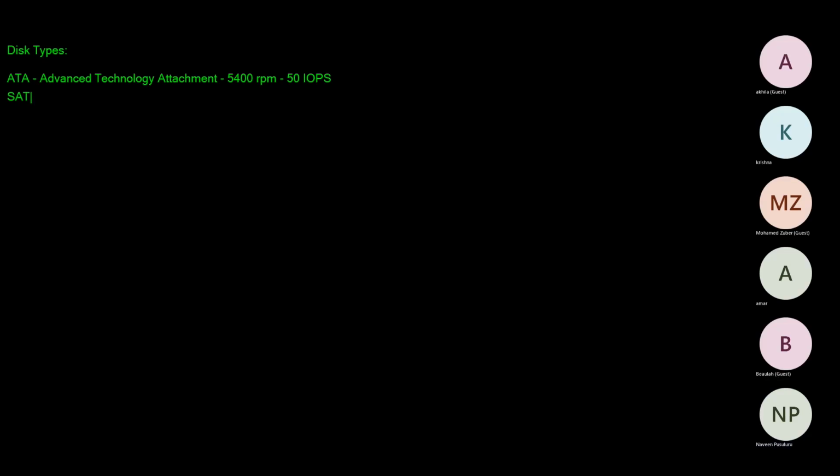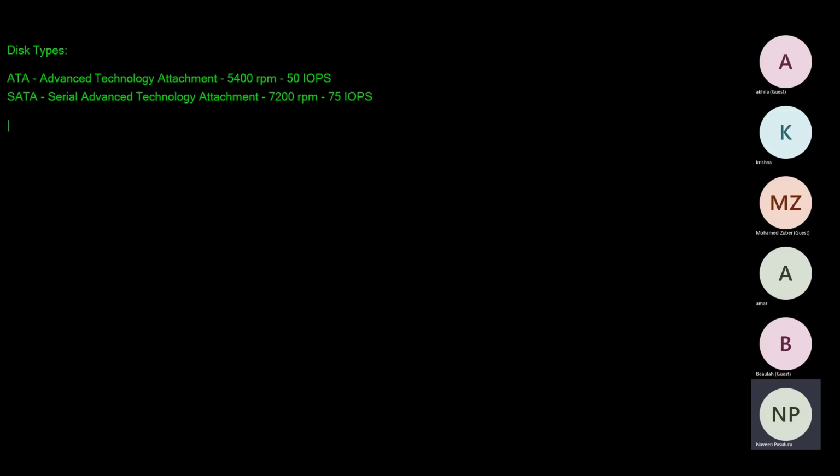Data, serial, advanced technology attachment. That is the full form of SATA. So SATA, the rotation speed in SATA is 7,200 RPM. Okay, so it will support up to 75 IOPS. Okay, input output per second, IOPS means.